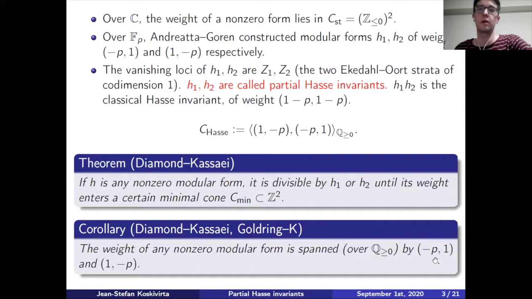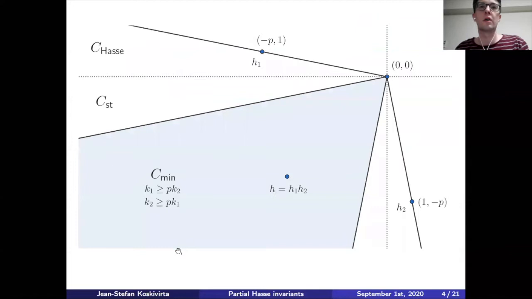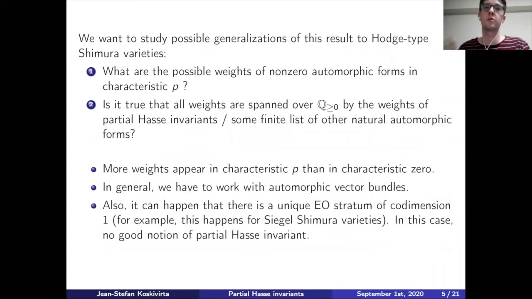So here's the picture. Here we have H1, one of the partial Hasse invariants, and here we have H2. The weights of these forms span the Hasse cone. The dotted lines define the standard cone, so this is what happens in characteristic zero. And the blue cone is this minimal cone that was defined yesterday. In this talk, I will not really talk about the minimal cone, even though we would want to have some generalization of it in the general setting. I will only study the possible generalizations of the corollary, that is the span part of the result.